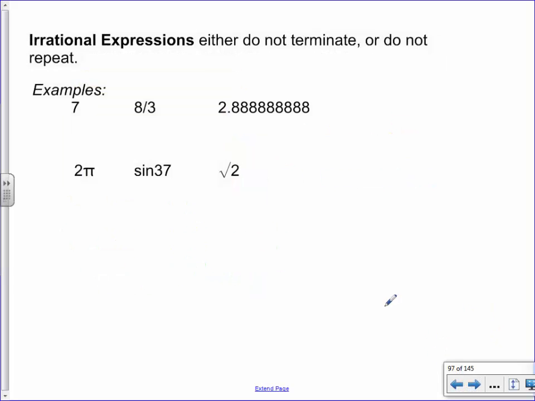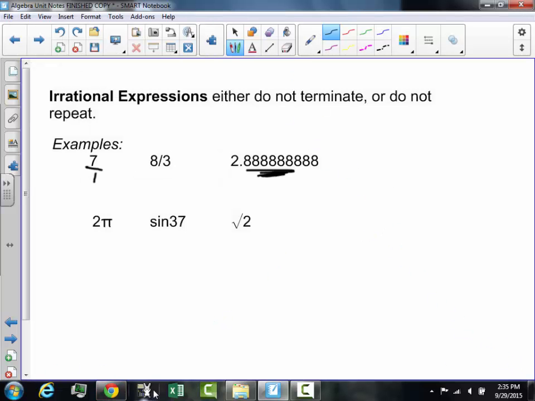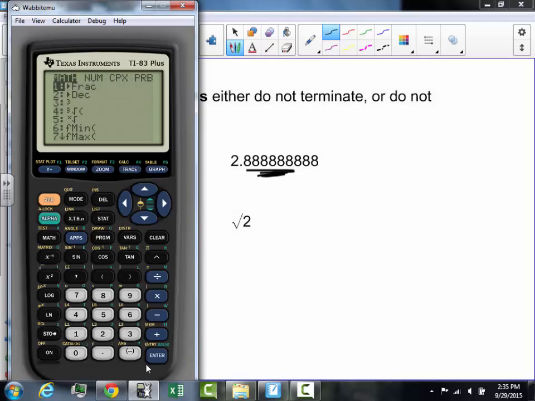Here are some irrationals. 2 pi is irrational. Sine of 37, by the way, if you type that in your calculator, it's irrational. But these first ones are rational. By the way, do you guys know how to turn this into a fraction in your calculator? Do you guys know how to make a decimal number a fraction? Yep. Okay, so type in 2.8 first, and then go math, fraction. And hopefully that'll make it a fraction for you.